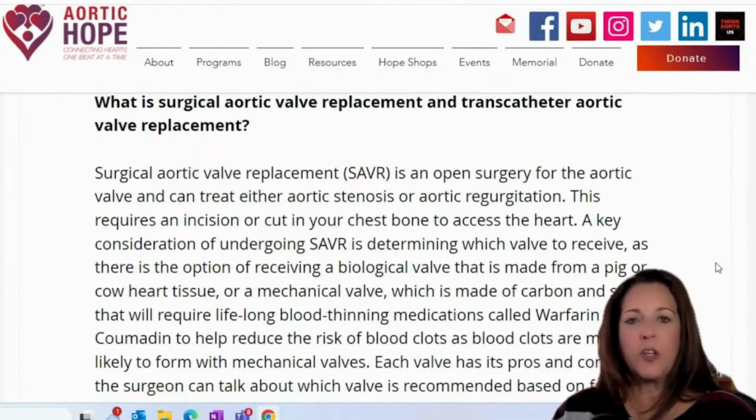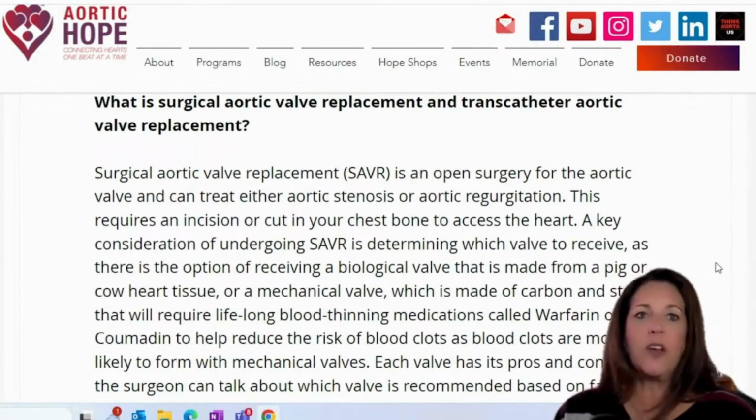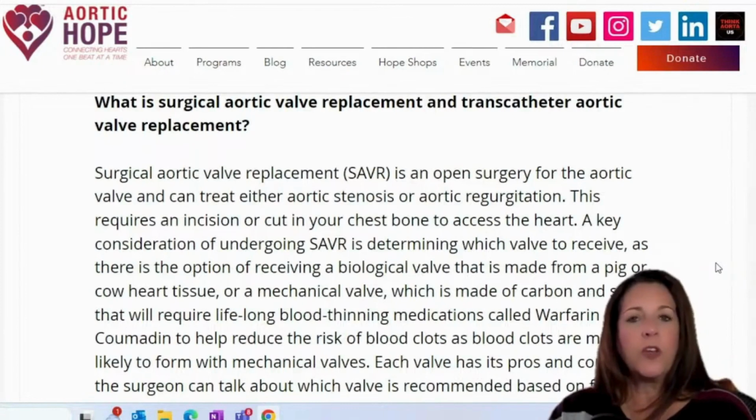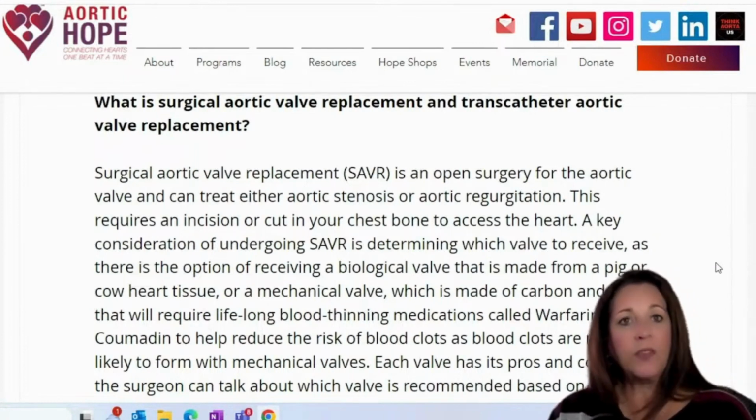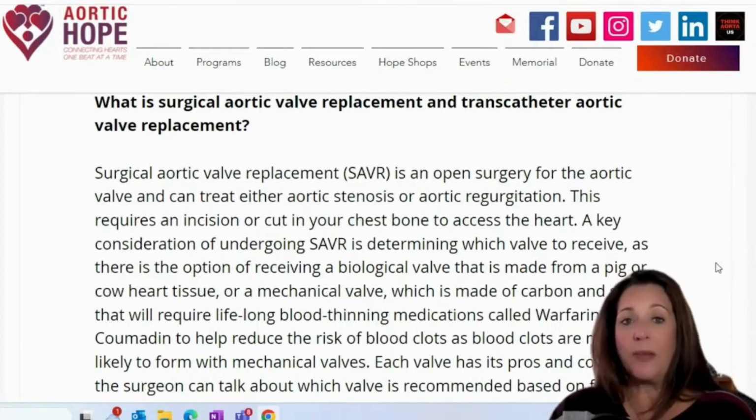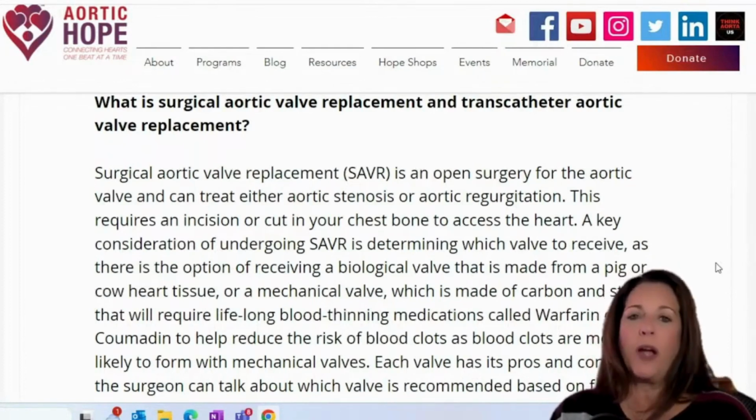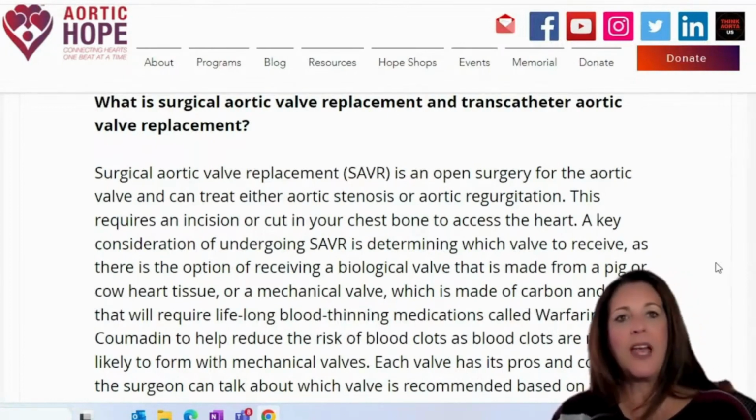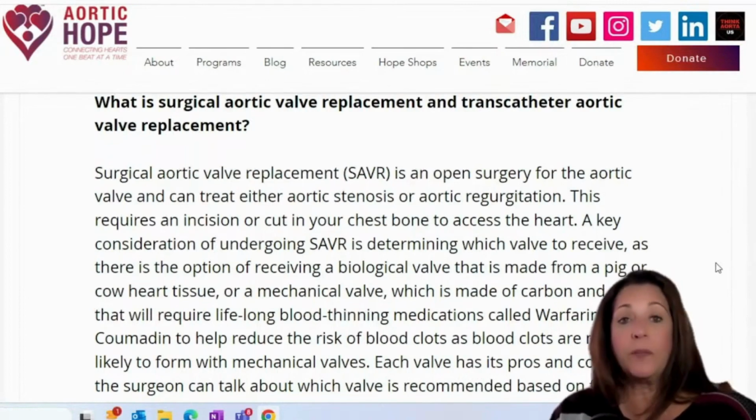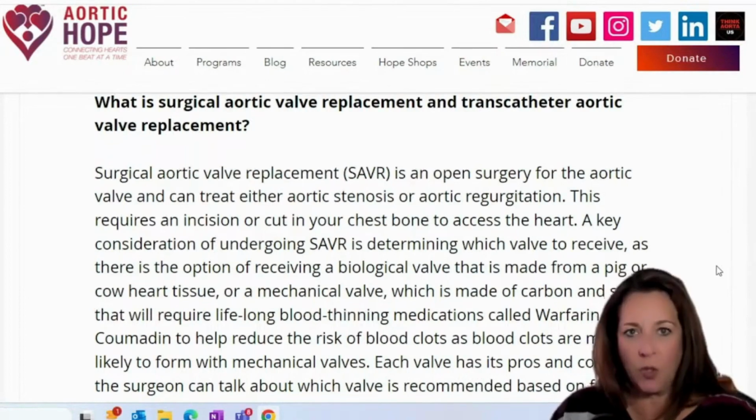So a key consideration when deciding if you're going to undergo SAVR versus TAVR is determining what you're going to replace that valve with. Do you want to receive a biological valve that's made from pig or cow heart tissue? Or do you want a mechanical valve? That's made of carbon and steel, and that will require lifelong blood thinning medications called warfarin or Coumadin. That helps reduce the risk of blood clots, as blood clots are more likely to form with a mechanical valve. So each valve has its own pros and cons.